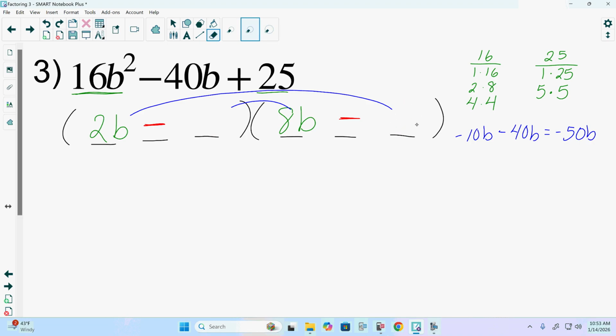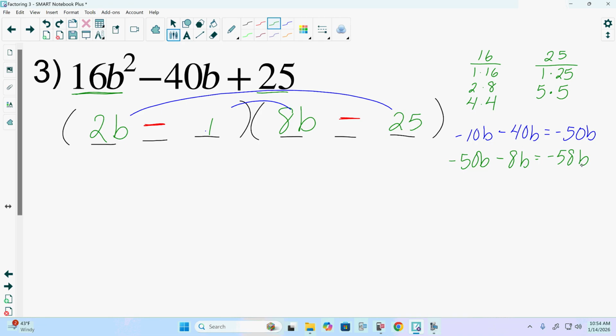The reason switching the 5s won't change anything is it's still 5 and 5. Switching the 2 and 8 would give us the same thing. So we could switch to 1 and 25. So we can go 1 and 25. 2b times negative 25, 2 times negative 25 is going to give us negative 50b. Negative 1 times 8b would be negative 8b. And negative 50b minus 8b, negative 50 minus 8 would give us negative 58.